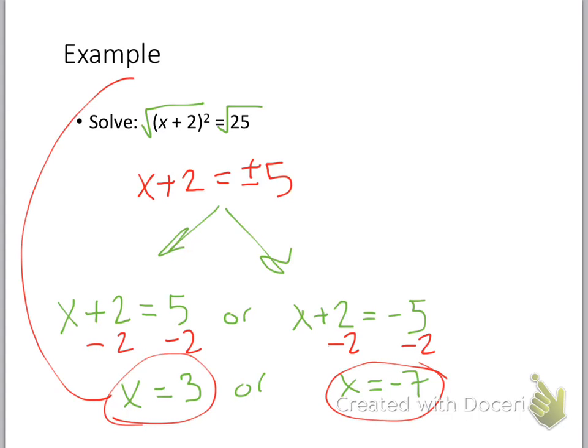And remember, just like in the other problems, we could check these two answers. You would just go plug it in for x and make sure it worked. So 3 plus 2 is 5, squared is 25. -7 plus 2 is -5, squared is 25.